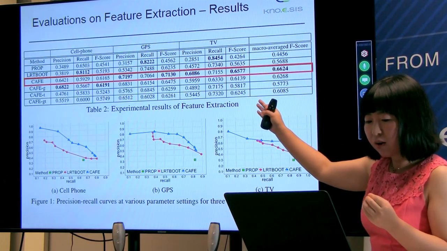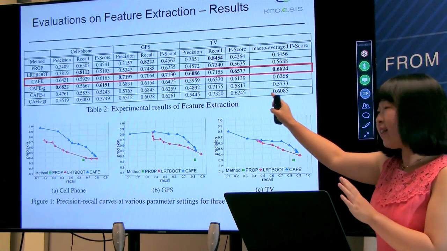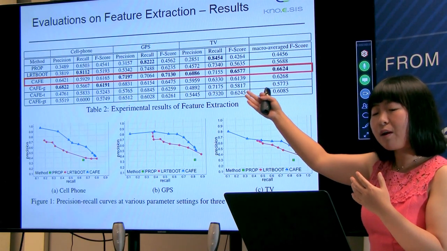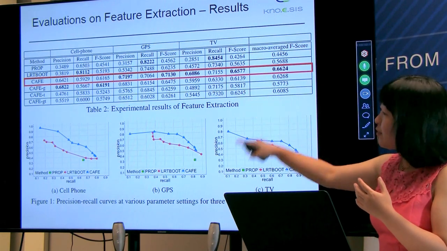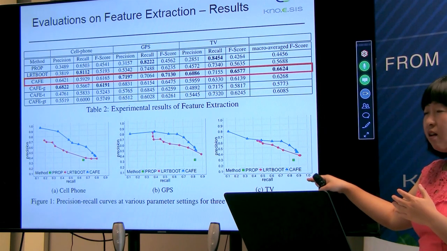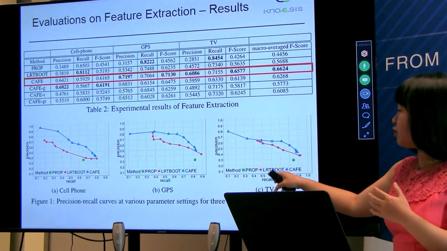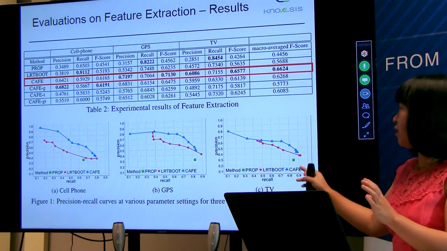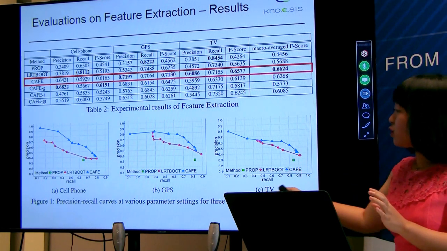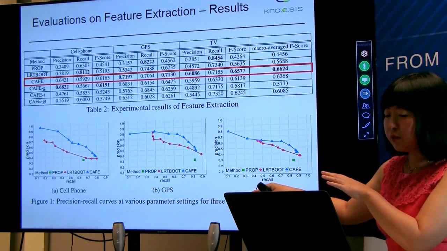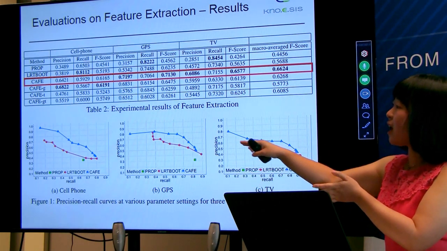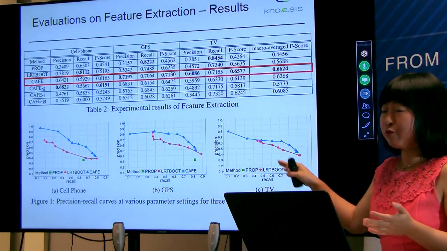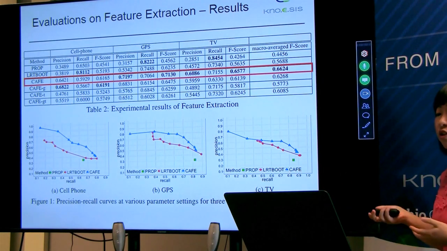But if you look at this table, it seems like double propagation or LRT boot got higher recall. But if you look at the precision recall curve here, the blue line represents our approach and the red line represents the LRT boot. Because there's no parameter for the propagation, there's only a single point. We change this parameter and get this precision recall curve. The blue line, which represents our approach, always lies above the other approaches, which demonstrates the advantage of our approach.